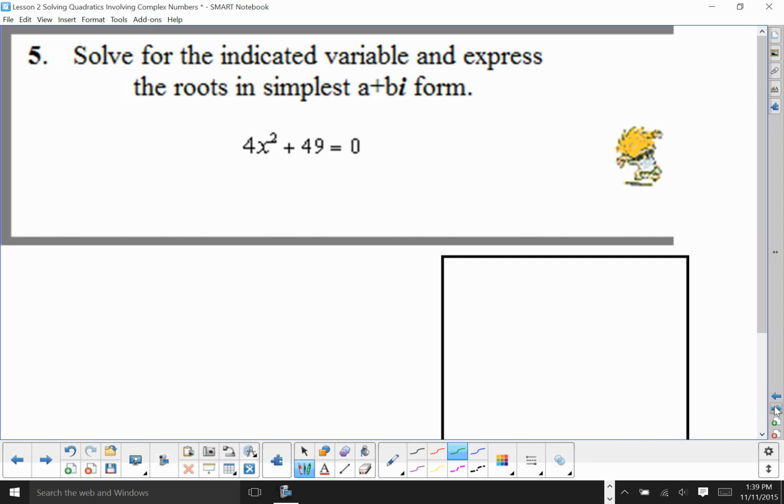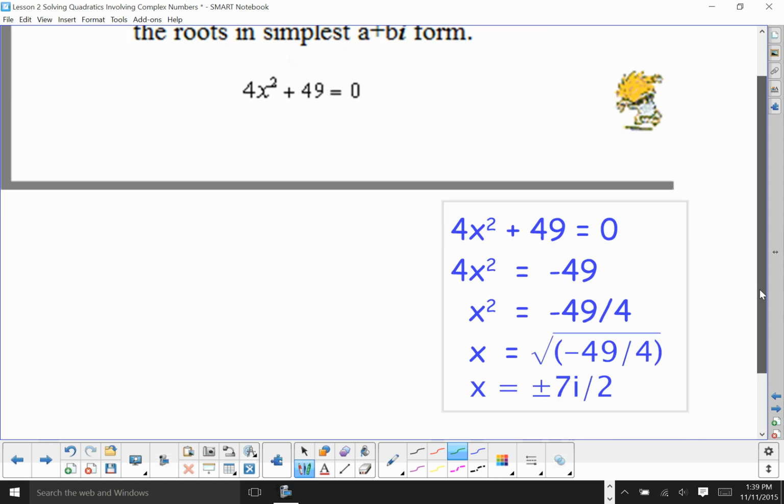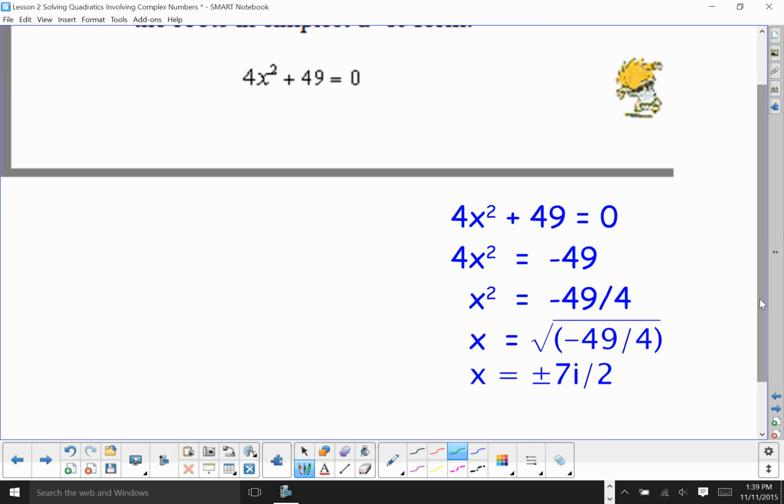So try solving for this one. Pause the video and try this one. Hey, you're back. And how did you do? Hopefully you did great and you got plus or minus 7i over 2.